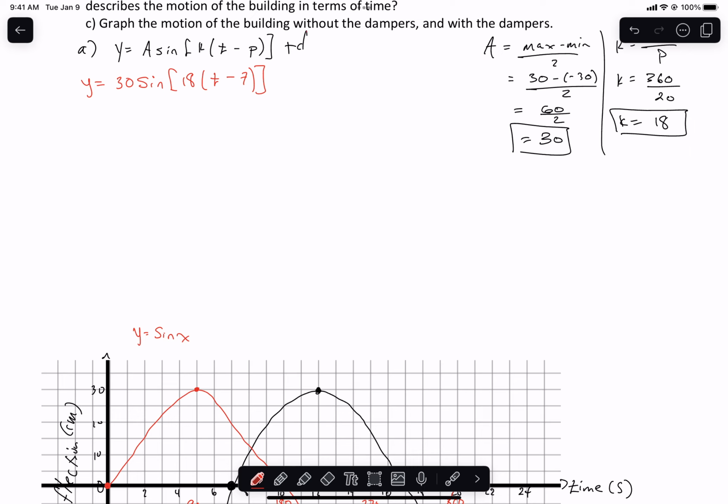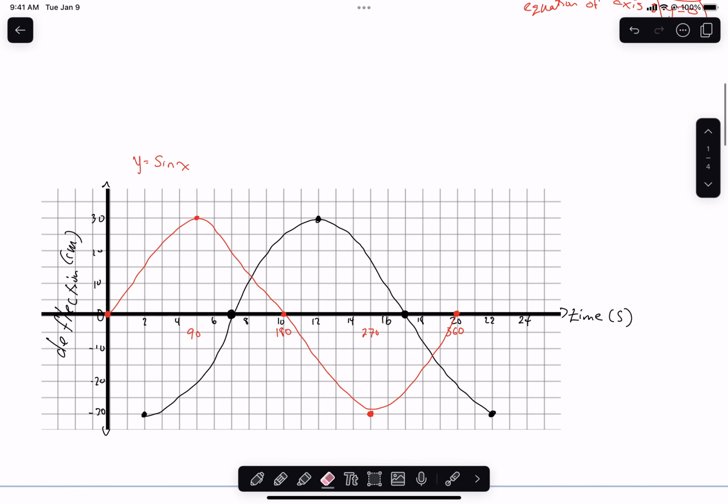Okay, remember there is no d value for this question because there hasn't been a vertical translation up and down, because my equation of the axis is at y equals 0. Okay, so is there another way to represent this question though? Well, of course there is. There's lots of ways to represent this question, right?